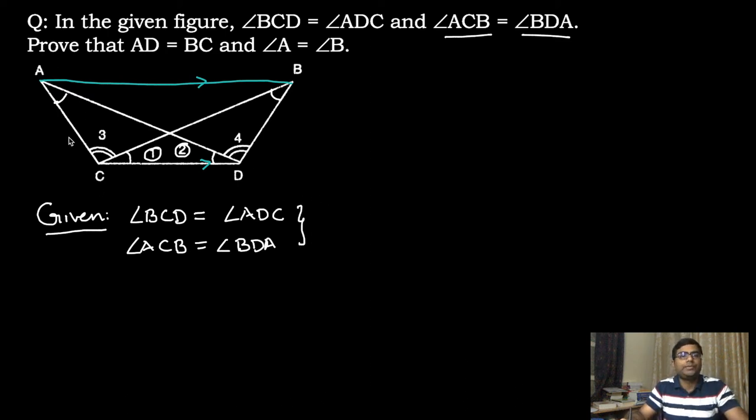Only these two things are given, by the way. Now we have to prove that AD is equal to BC. Whenever we have to prove two geometry elements to be equal, what do we need to do? If somehow we prove that they are corresponding parts of congruent triangles, our job is done. That's what I will look for. Which two triangles contain AD and BC? AD is a part of ADC, no doubt about it, and BC is a part of BCD. So if we somehow prove that these two triangles are congruent, then by CPCT, we can say that AD is equal to BC.